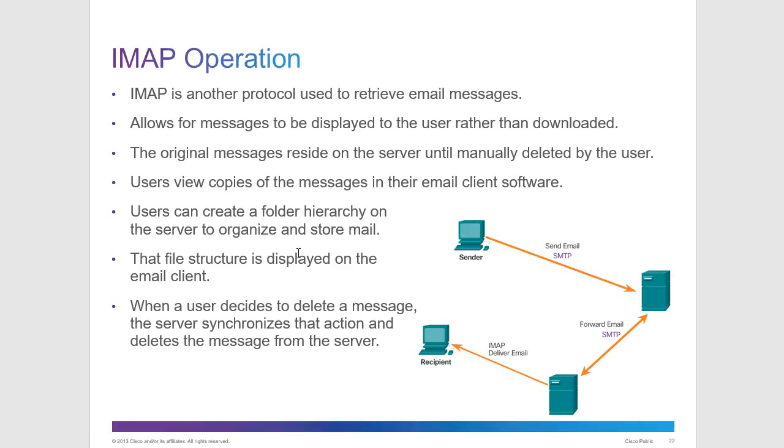Okay, so you can use an organized folder hierarchy on the server to organize your mail. File structure is displayed on the email client. When a user decides to delete a message, the server synchronizes that action and deletes the message from the server. So if you delete it on your device, it'll delete from the server. So you're viewing copies of your messages on the client. Basically things we've talked about. Messages will stay on the server until they're manually deleted, because that's where they're stored by default in IMAP. Okay. So that's the nature of IMAP.